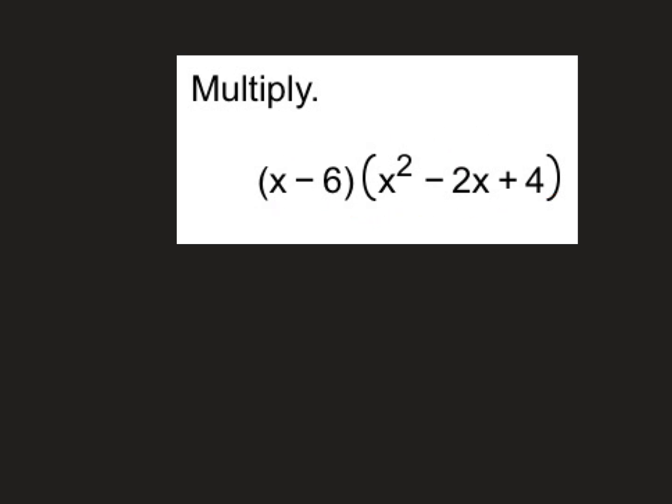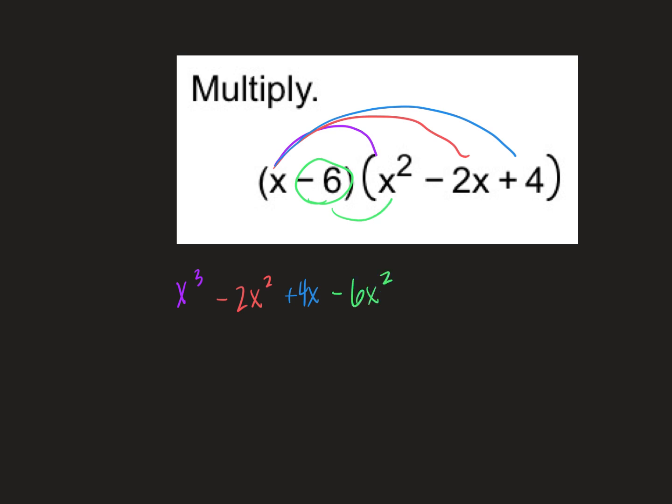So I'm doubly distributing. I'm distributing this, and then I'm distributing this. So if I go step by step through that process, I go x times x squared is x to the third power. X times negative 2x is negative 2x to the second power. X times 4 is going to be plus 4x. Negative 6 times x squared is going to be negative 6x squared. Negative 6 times negative 2x is going to be a plus 12x. And let's get one more color. We'll go orange. And negative 6 times 4 is going to be a negative 24.